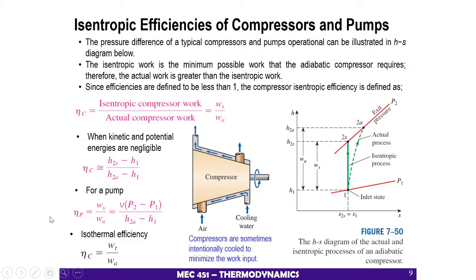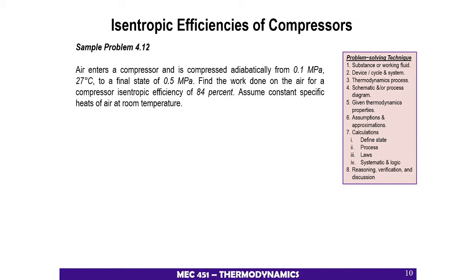So for the isentropic work, we have your specific volume times change in pressure, divided by actual work, H2A minus H1. That is the isentropic efficiency for a pump. How do we get this? You can refer back to chapter 3, pump. Sample problem 4.12.